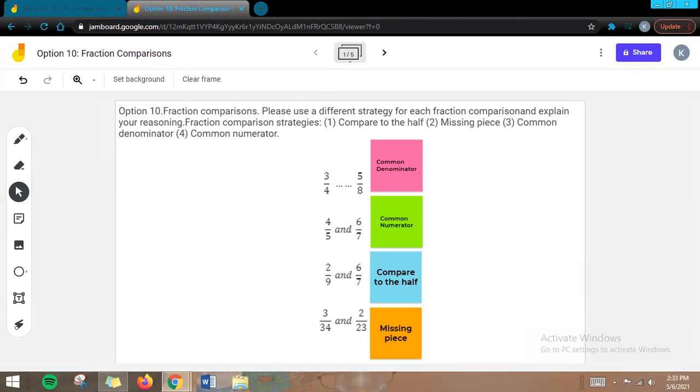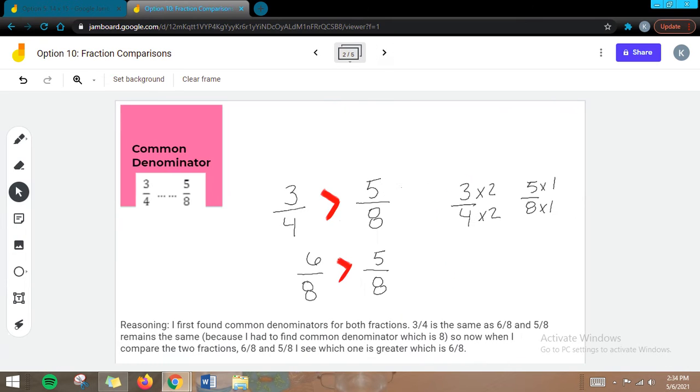The second one, I chose option 10, which is fraction comparisons, and it says to use a different strategy for each fraction comparison and explain your reasoning. So I listed the fractions here, and then I also listed which strategy I would use for each of them. So the first one that I did was common denominator, and I did that one for 3/4 and 5/8.